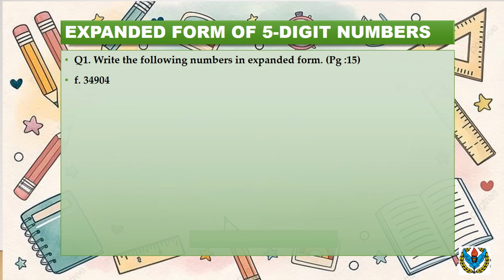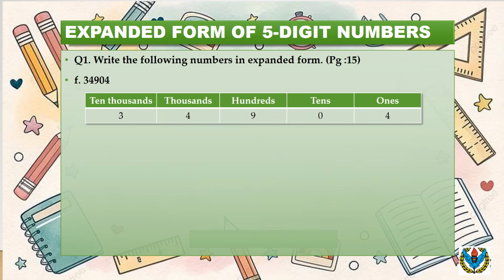Now jumping into expanded form of 5-digit number, we are going to solve part F from the same question, question number 1 of page 15. Part F is 34,904. Likewise, we have done in 4-digit numbers, we are going to place every number in its respective place value in place value chart. We are going to place 4 in ones column, 0 in tens column, 9 in hundreds column, 4 in thousands column, and 3 in 10,000s column.